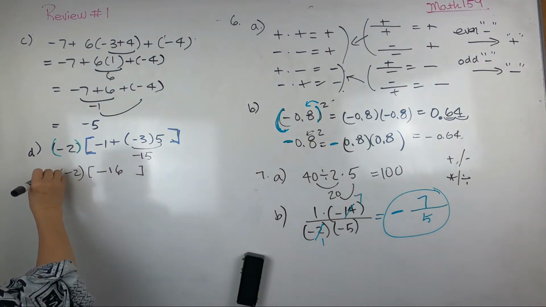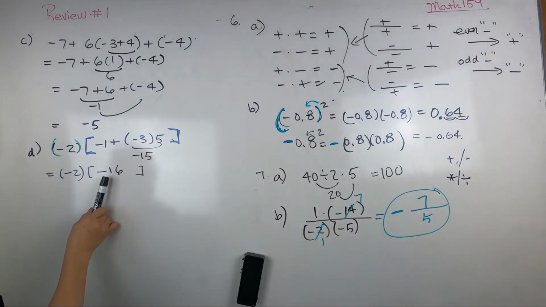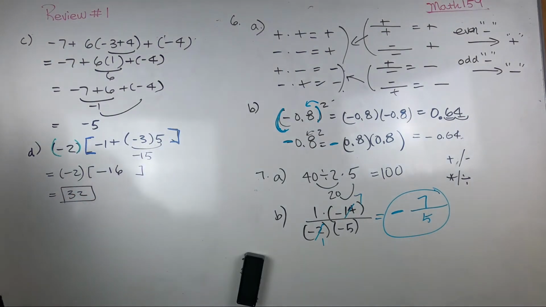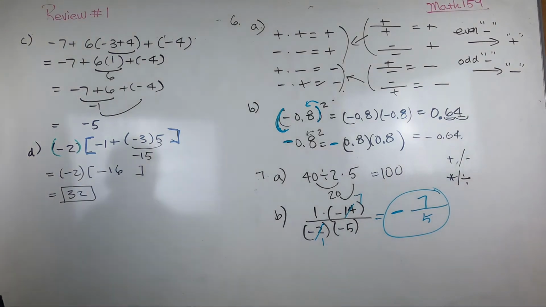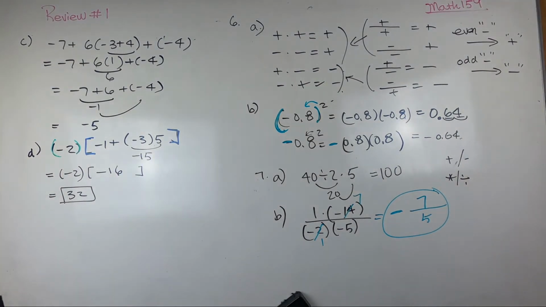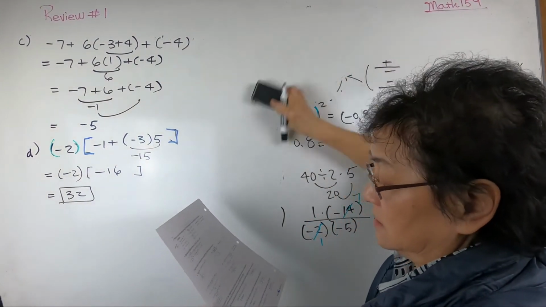Negative 16. Right? Then two groups together means what? Multiplication. Right? Negative times negative is what? Positive. 2 times 16 is 32. That's how you should do it. Right? Okay. And let's see. Next one.